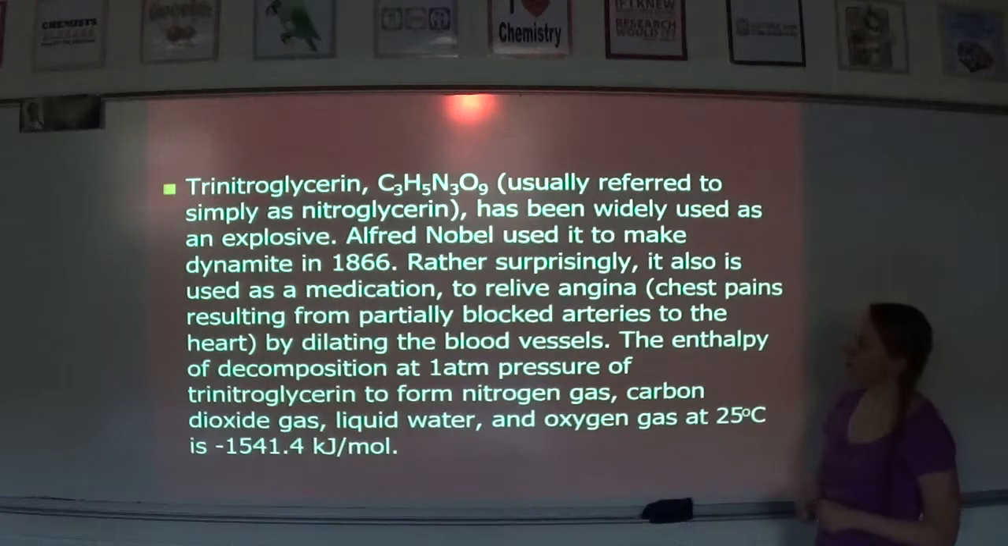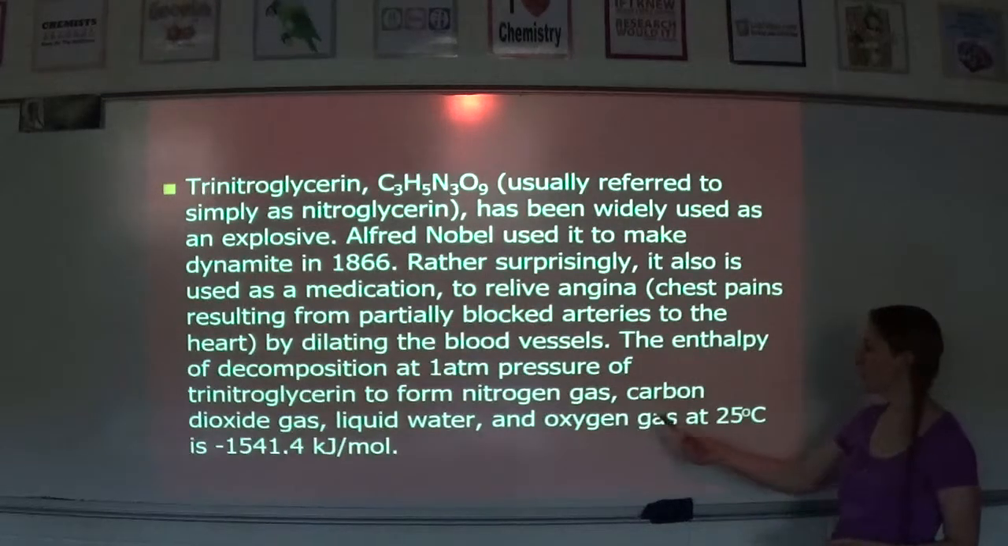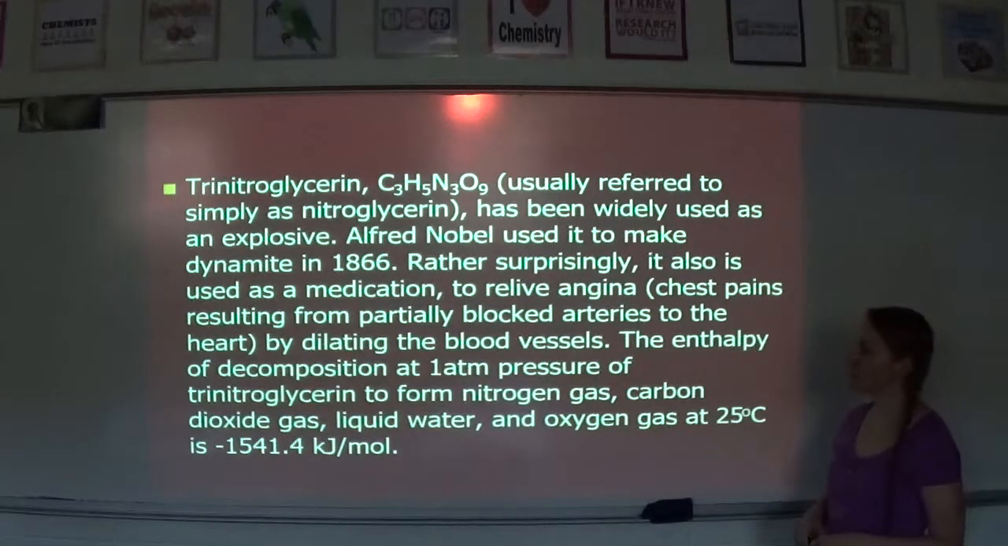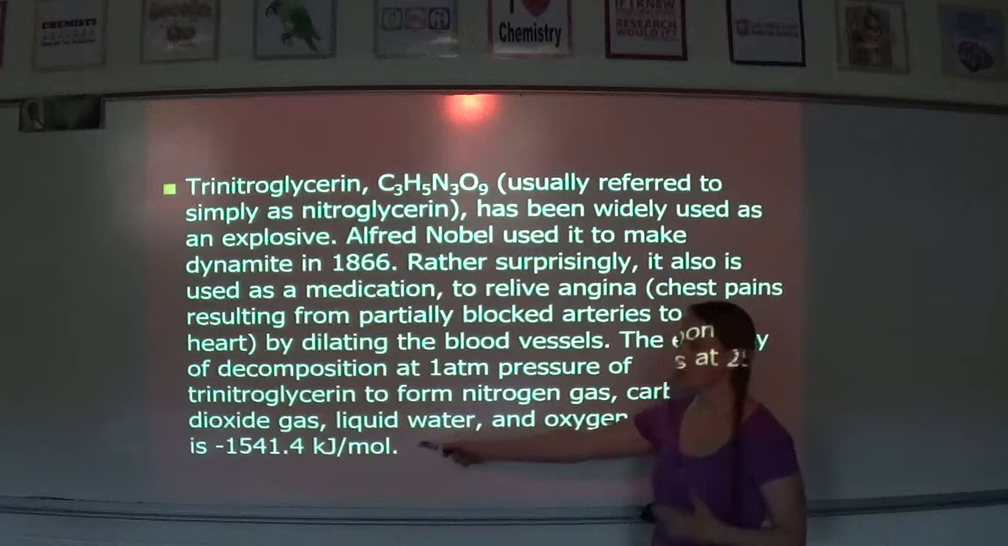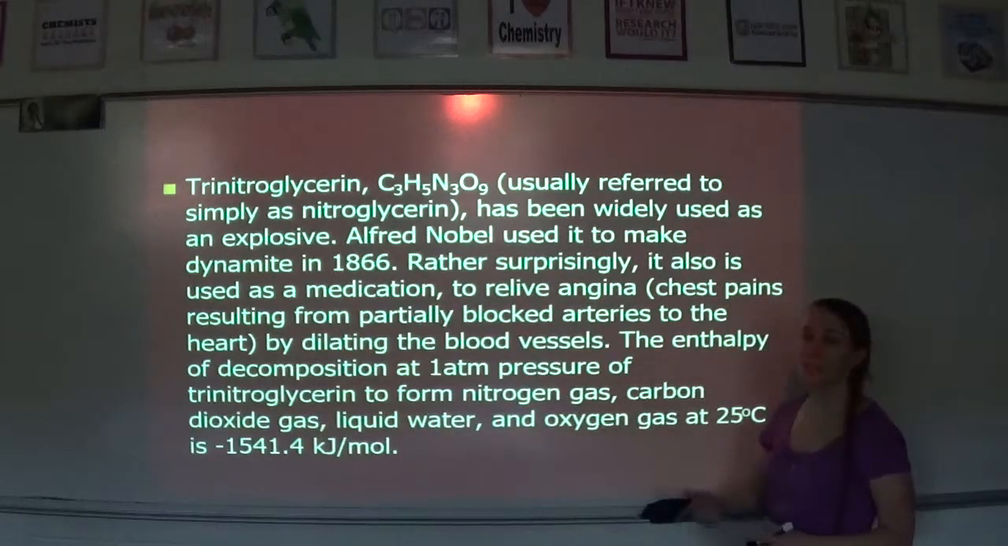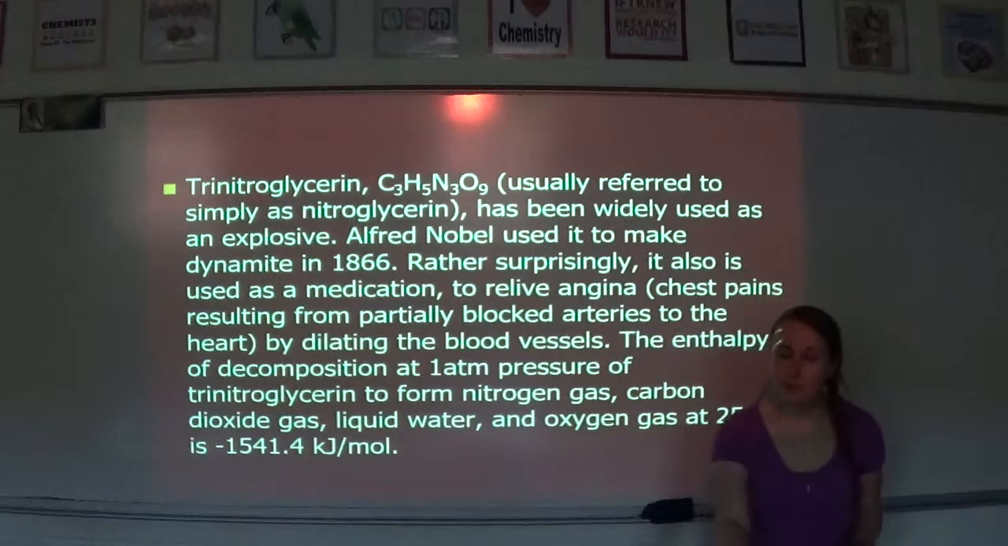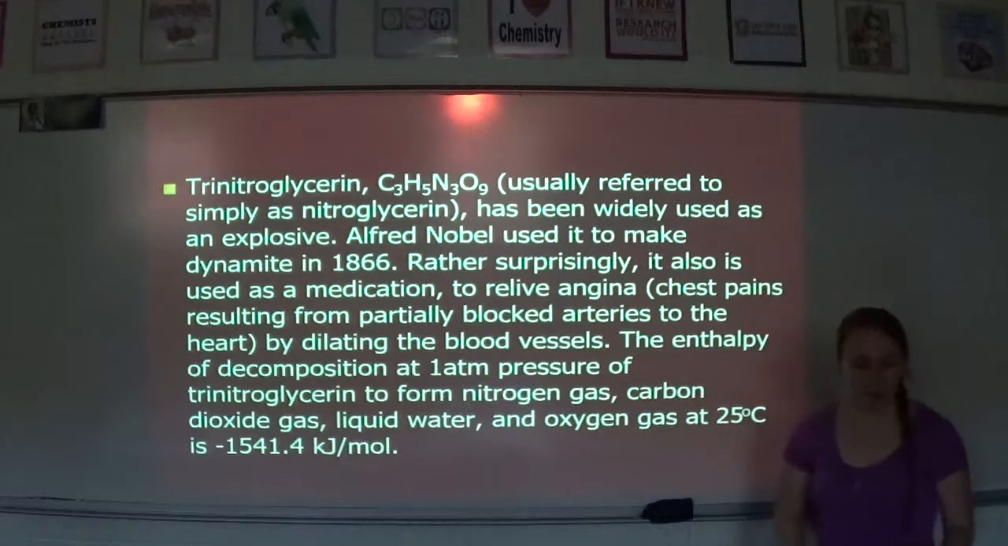The enthalpy of decomposition at 1 atm pressure of trinitroglycerin to form nitrogen gas, carbon dioxide gas, liquid water, and oxygen gas at 25 degrees Celsius is negative 1,541.4 kilojoules per mole. Okay, so they're giving me the delta H right here. I'm probably going to need that number in a minute, but I have it on my paper, so I'll just look there.